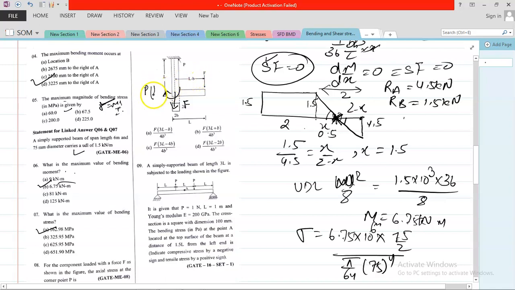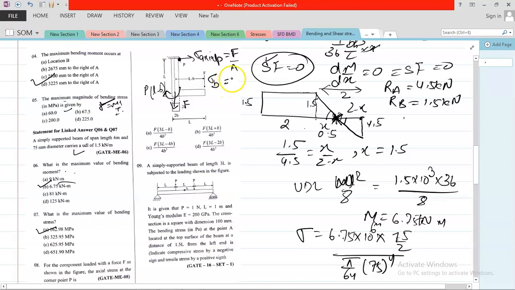So this is L minus P. This is your two things. Now this F will cause sigma axial at P, which is F by A, and because of this bending, this portion is also in a tensile condition.